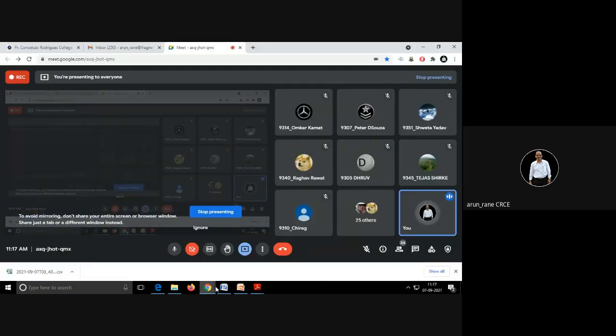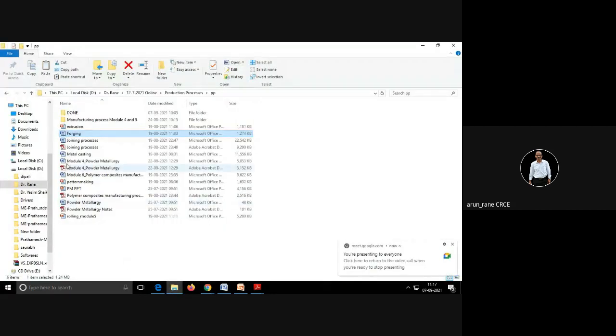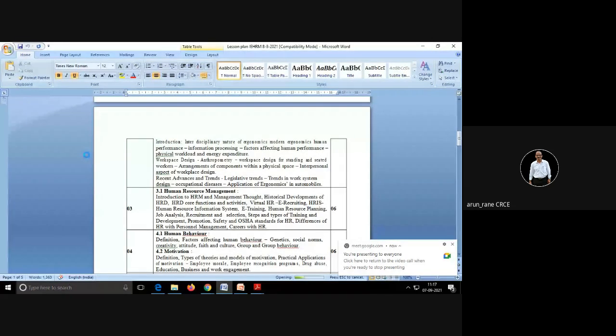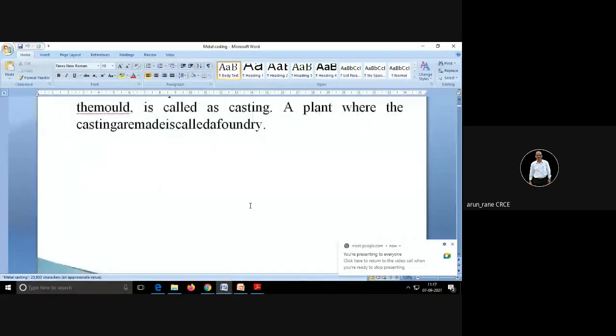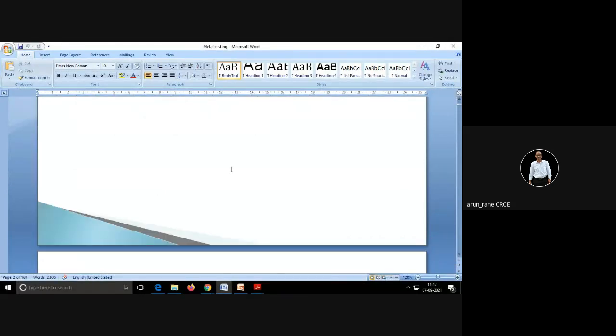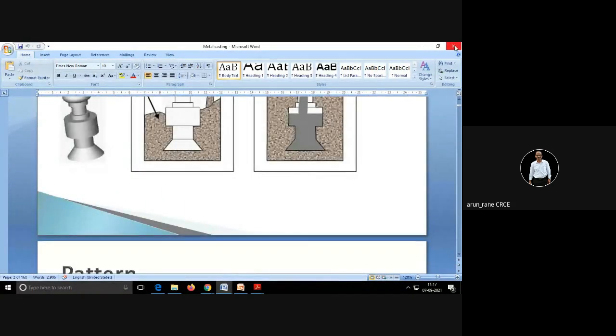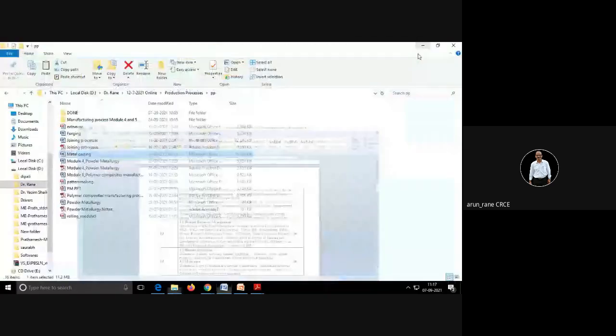Then I wanted to discuss about this metal casting. I think this I have not uploaded. मतलब PPT I have uploaded. Yeah, this is the same. This I have uploaded already.